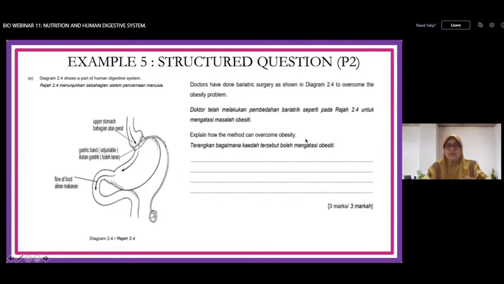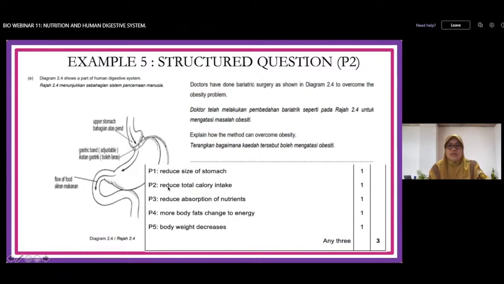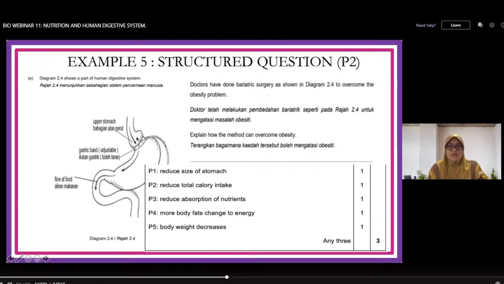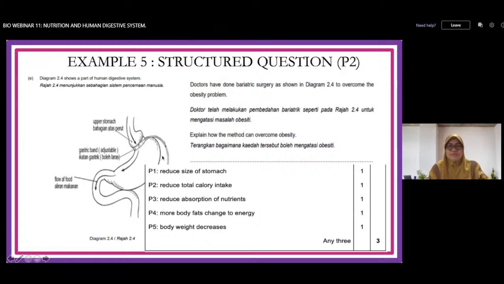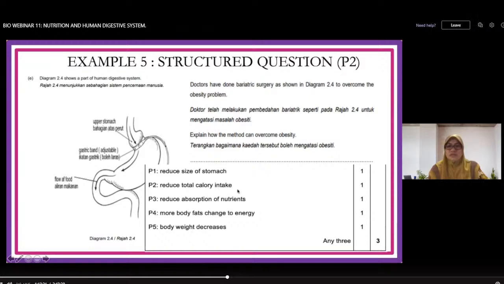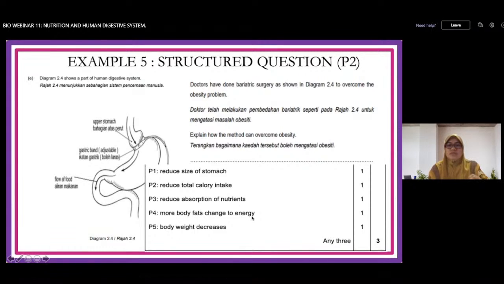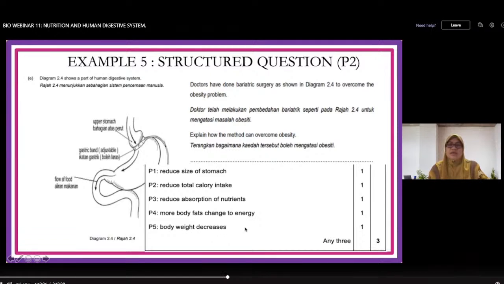Macam mana? Method kaedah bariatric surgery ni nak atasi obes, cikgu explain. Jawapan dia adalah to reduce size of stomach. Dia potong sikit bahagian perut tu, dia sambung dengan small intestine. Penting kamu eja betul: reduce size of stomach. Then it will reduce total calorie intake. Bila perut kita makin kecil, makanan yang diserap pun sikit. So more body fat change to the energy, okay. So with that body weight akan decrease.